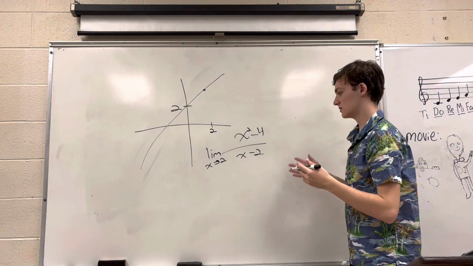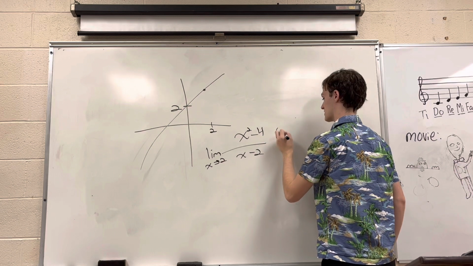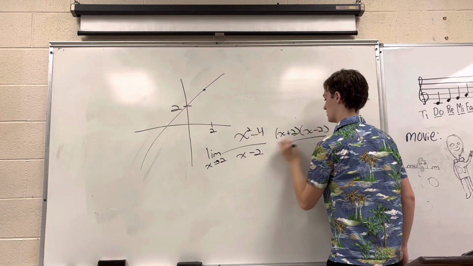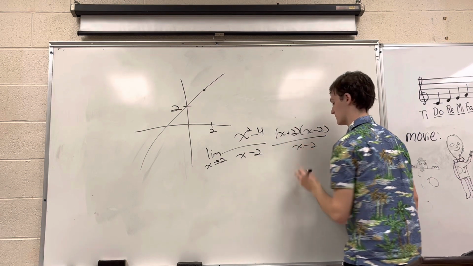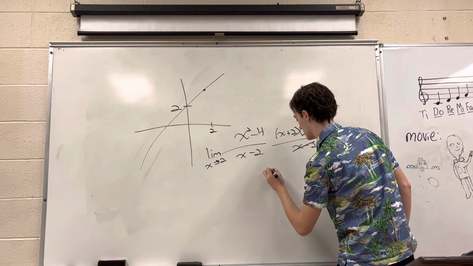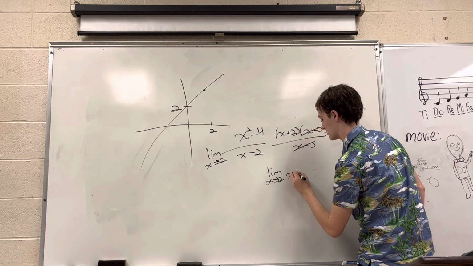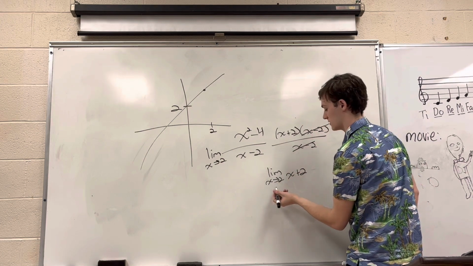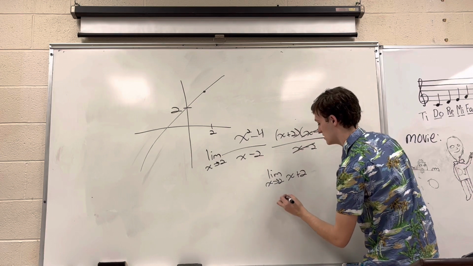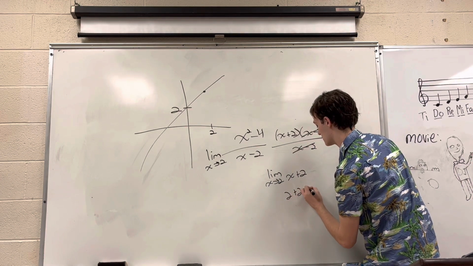And what we can do here in order to evaluate this limit is factor the top to make it x plus 2 times x minus 2 over x minus 2. These are going to cancel out, and we're going to be left with the limit as x approaches 2 of x plus 2. And what we do to solve a limit is plug in 2 for all the x's in the equation. So in this case, it's going to be 2 plus 2, which is equal to 4.